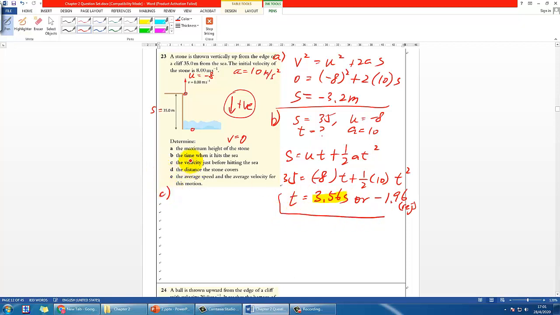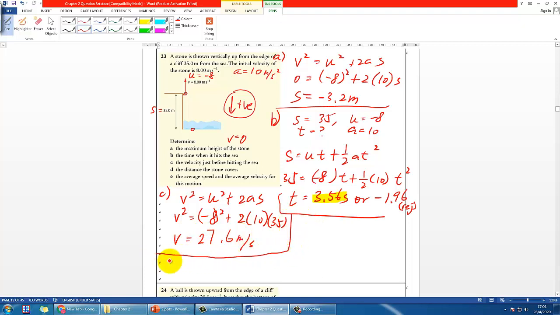Part C, calculate the velocity just before hitting the sea. So we would like to use v squared equals u squared plus 2as. So v is the unknown, u is 8. Again, you can do it in a different way, because it is physics, right? And then s is 35. So using that would be 27.6 meters per second, and that will be part C.